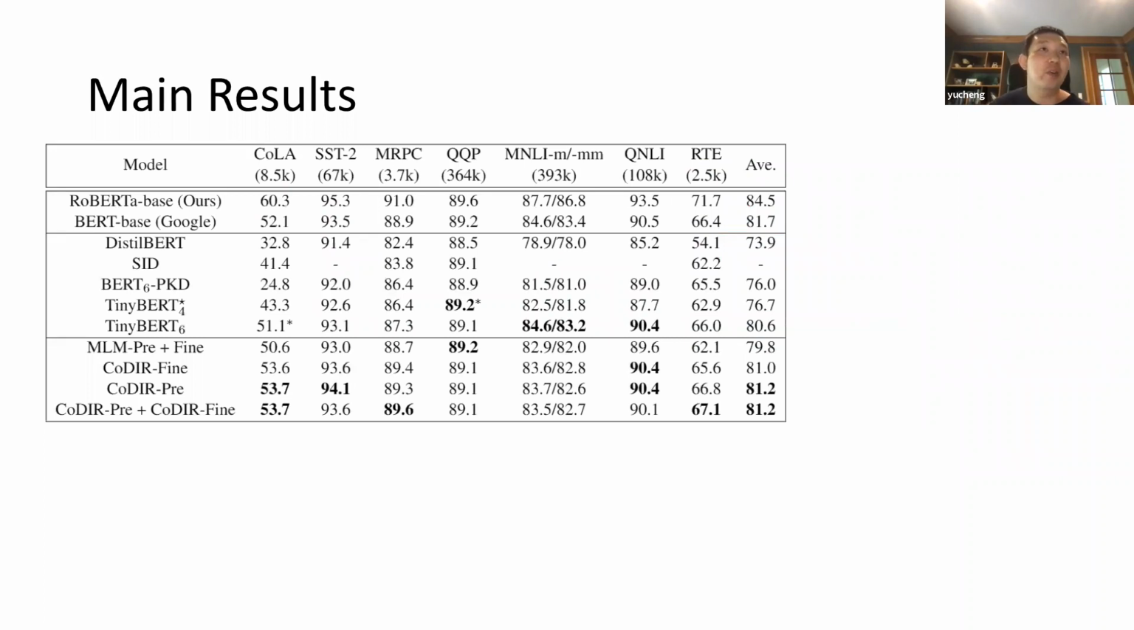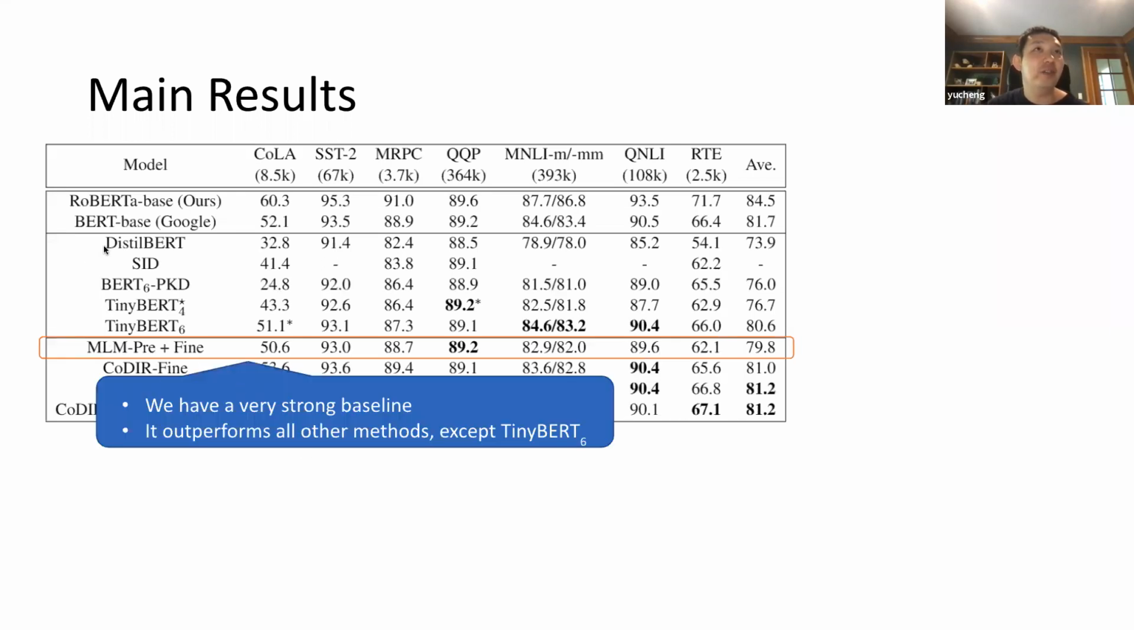Here are the results of CODIR. First, we have a very strong baseline. This baseline is a BERT-based model; actually, we use RoBERTa as a teacher. Our baseline uses the 12-layer RoBERTa and just truncates to 6 layers, and you get some performance. This baseline we want to compete against is very strong. I think it is even better than most of the state-of-the-art knowledge distilled models, only slightly worse than the 6-layer TinyBERT, with only a 6-layer RoBERTa.